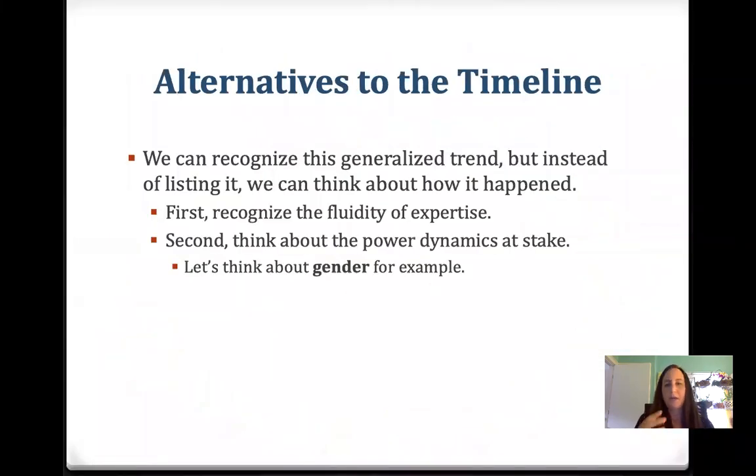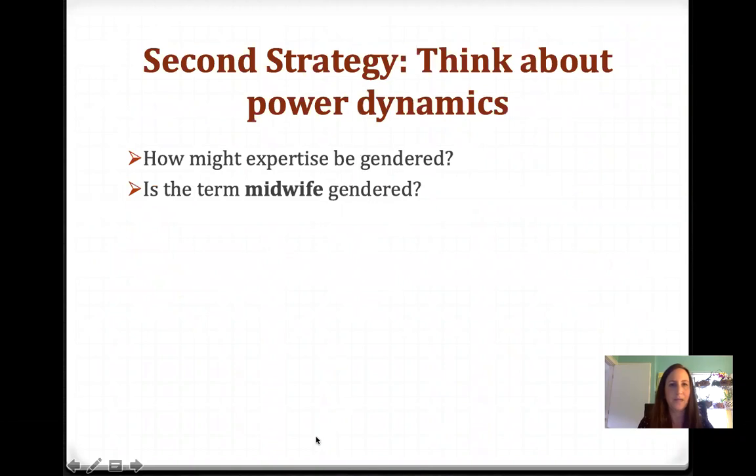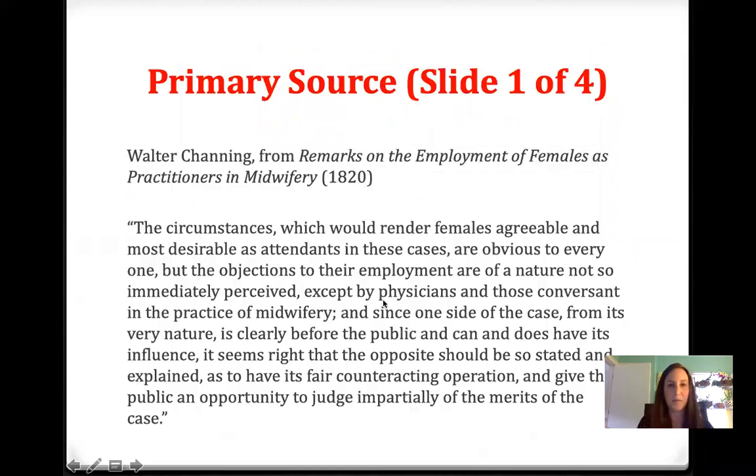So we've thought about the fluidity of expertise. There are different types of experts working together. They all have different relationships with patients. Now we can think about the power dynamics at stake. So let's think about gender, for example. How can expertise be gendered? Is the term midwife gendered? It seems like it probably is.